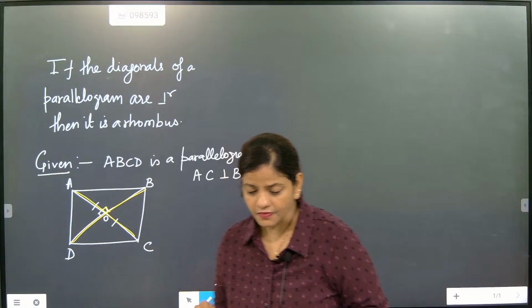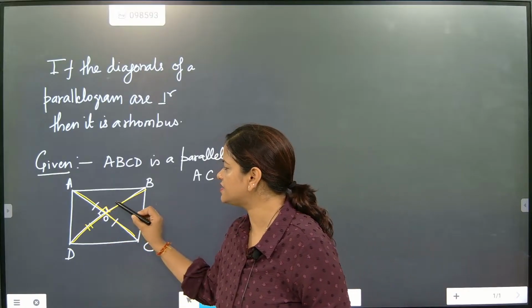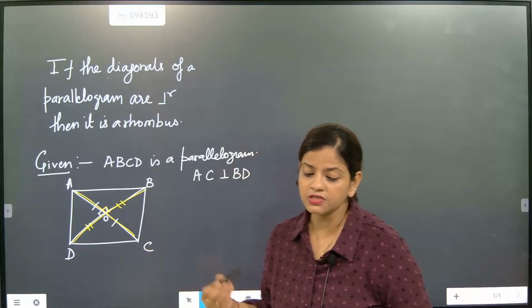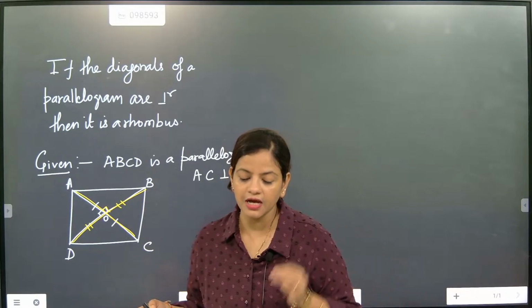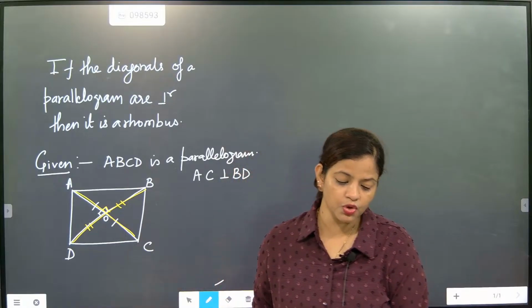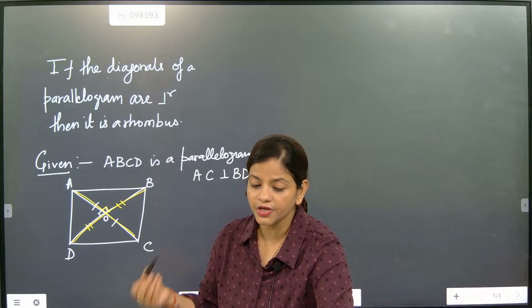Next, this side will be equal to this side and this side will be equal to this side, because the diagonals are bisecting each other. This is the next part. So these two concepts are there with us. Now with the help of that, we are going to solve this question.